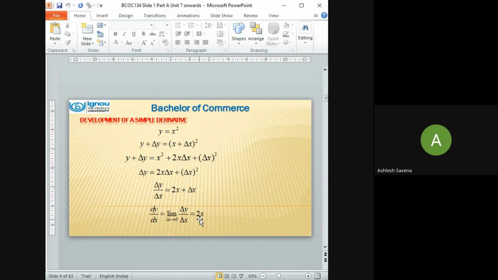Now you are having this. Divide both sides by delta x. When you divide delta y by delta x, you will get this. This delta x will be reduced, and this delta x will become delta x. Now apply the limit delta x tends to 0. As soon as the limit is applied over here, it will become dy by dx. Now as far as this part is concerned, it will be finished off and you will be left with 2x. This is how the first principle is applied.